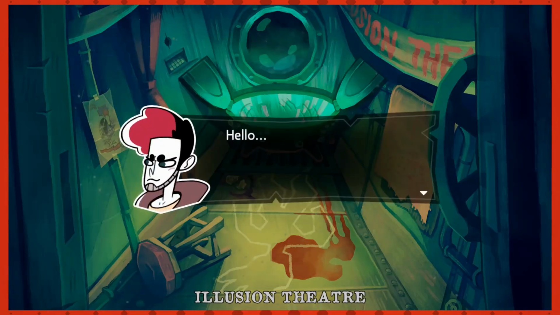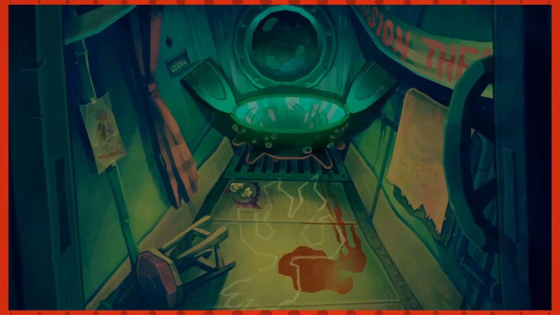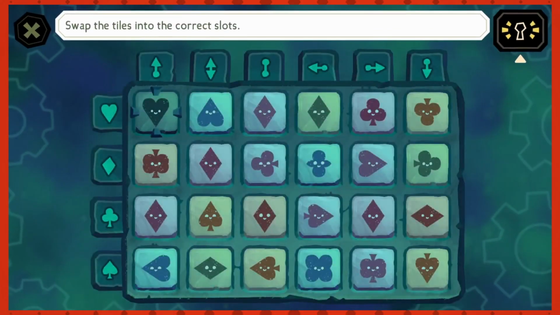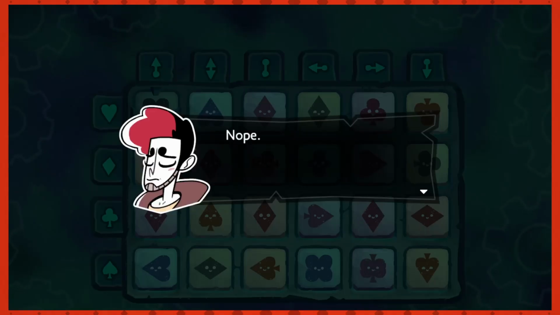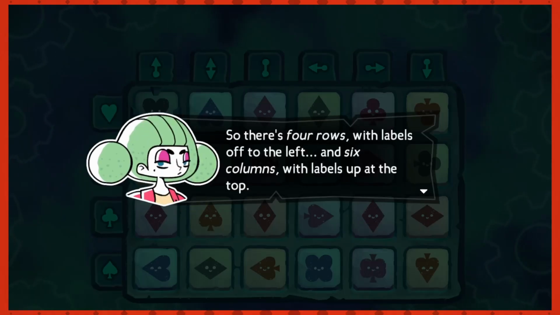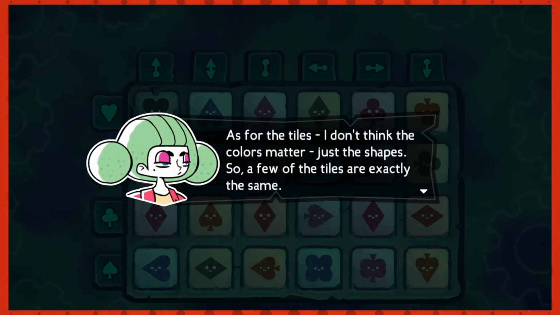Yes, there we go. Hello. It's a little set of tiles. Swap the tiles into the correct slots. So there's 4 rows with labels off to the left, and 6 columns with labels up at the top. As for the tiles, I don't think the colors matter, just the shapes. A few of the tiles are exactly the same.